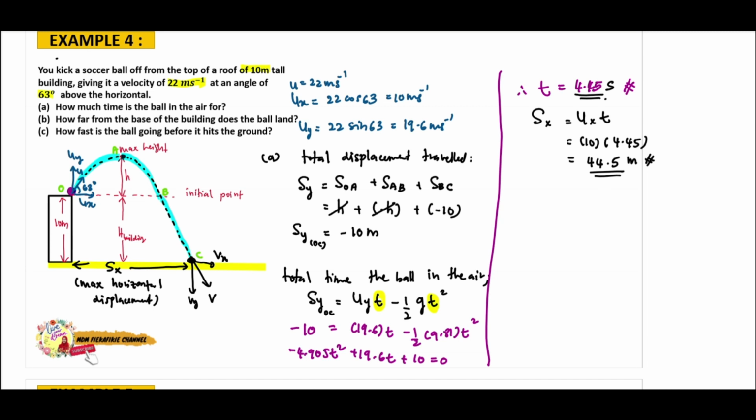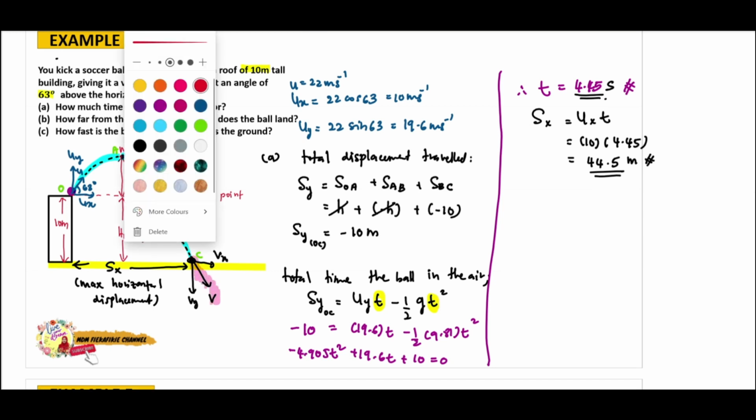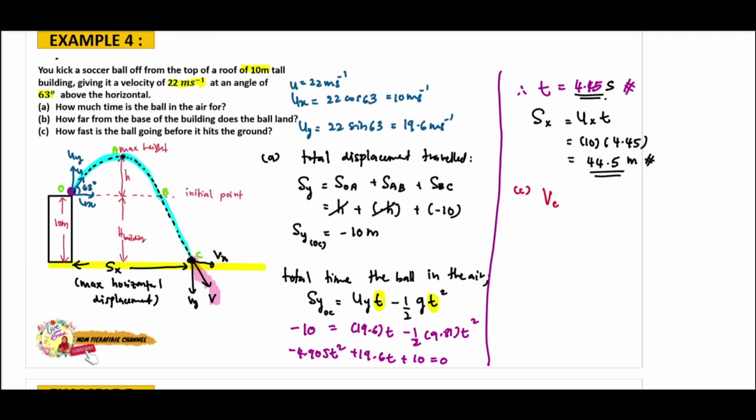And the last one, how fast is the ball going before it hits the ground? Jadi, how fast? So, inilah kita nak kira V at point C. So, kalau kita tulis formulanya, okay, VC equal to square root VCX squared plus VCY squared. Okay, so always remember that VC is equal to VCX equal to UX. Kita dah tahu nilainya 10 meter per second. Okay, at any point, mesti ingat at any point, UX equal to VX. Okay, so VX dekat point C samalah dengan UX, 10 meter per second.